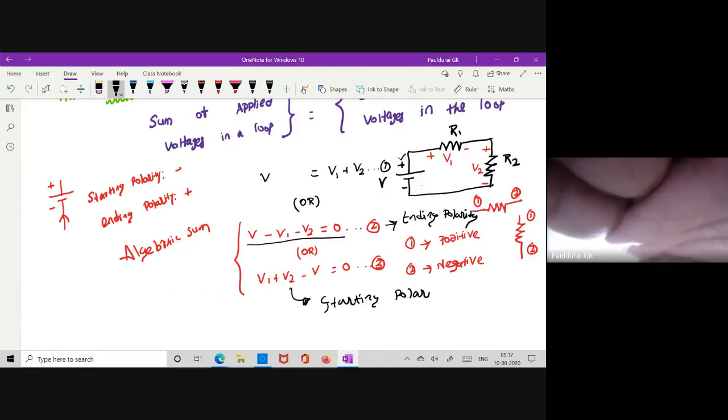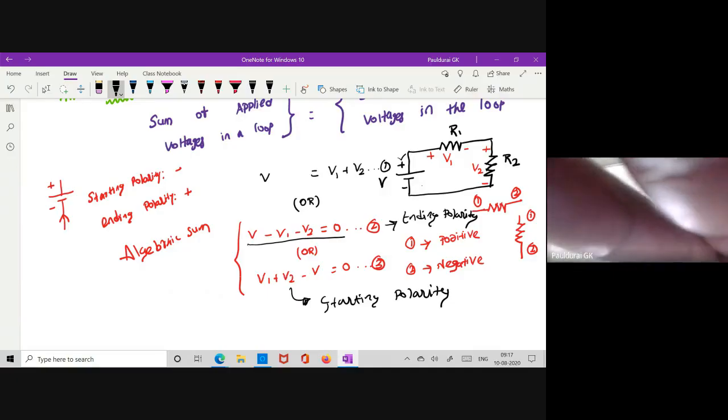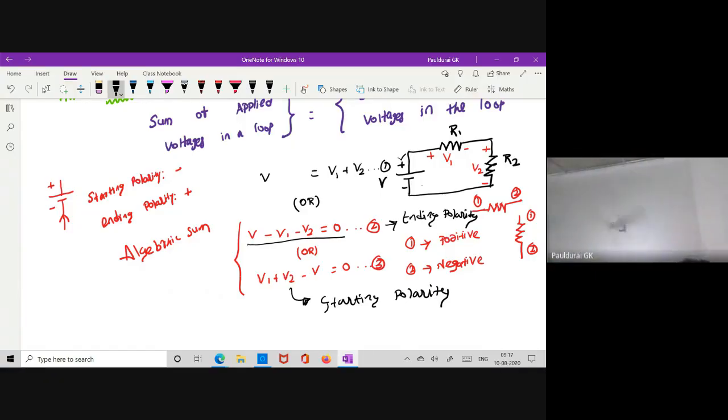So either you may consider starting polarity or ending polarity. That's the concept. Guys. Yes, sir. So which one are we going to follow? Will we consider starting or ending polarity? Actually, I wanted to make a poll for this, but I didn't find time. Really sorry.